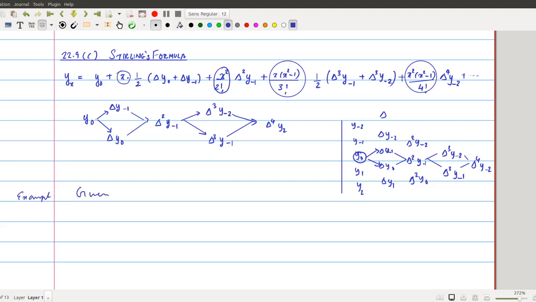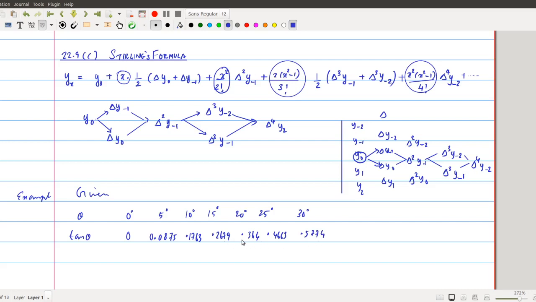Given the values of theta and the values of tan theta, we are given some angles: 0 degree, 5 degree, 10 degree, 15 degree, 20, 25, 30. So the corresponding tan values are 0, 0.0875, 0.1763, 0.2679, 0.364, 0.4663. Finally we have 0.5774.